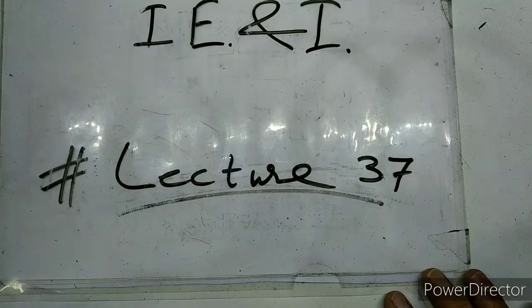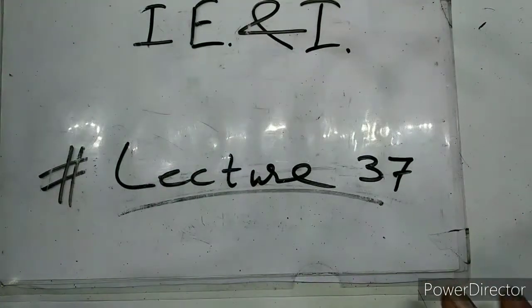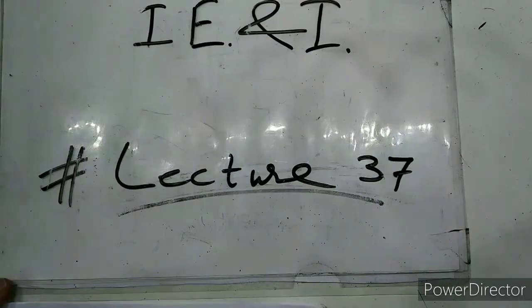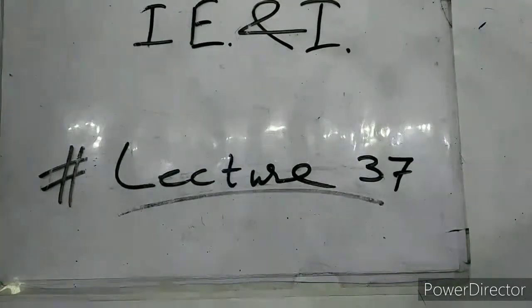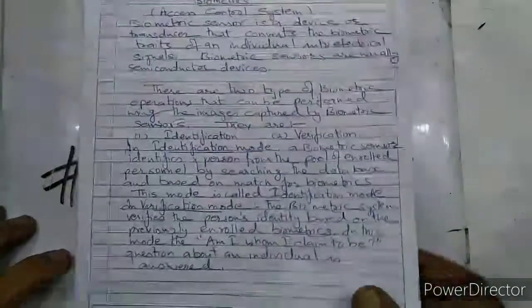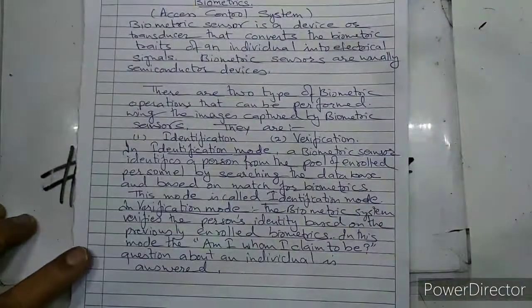Welcome to lecture 37 of IE and I. This is about biometrics or access control system.